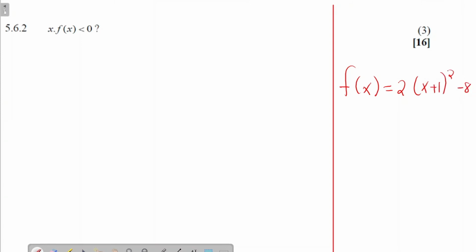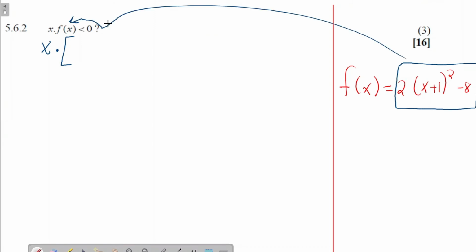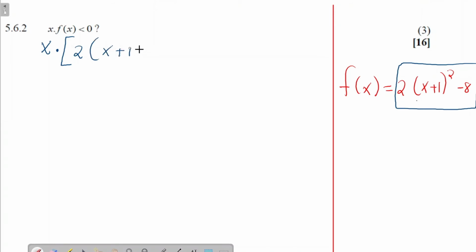Okay, so here we are literally going to substitute this value of f of x and slot it in there. First thing, we're going to say x multiplied by, what is our f of x? You're going to put that f of x there. We slot it inside there. So it's going to be 2, where we see f of x, we want to slot that whole expression in there. So it's x plus 1 all squared minus 8.